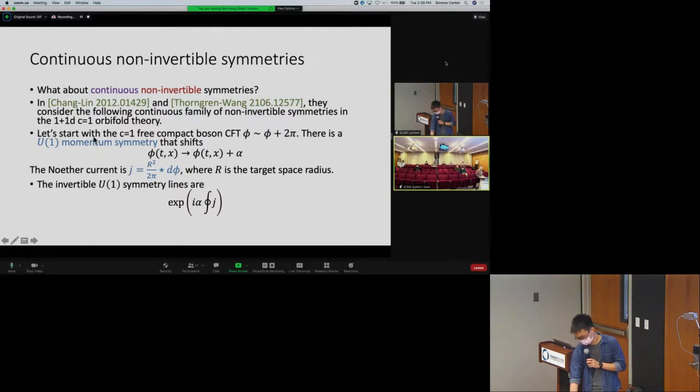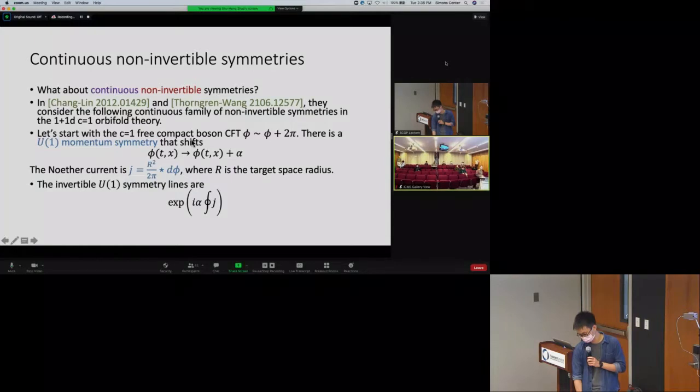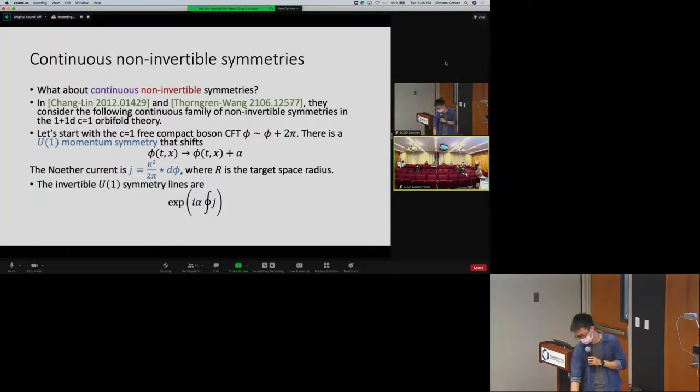So to start with, let's start with the c equals 1 free compact boson CFT, whose target space is a circle. And phi is the target space field. It's 2 pi periodic. There's a U(1) global symmetry, which let me call the momentum symmetry, that shifts phi just by a constant. And that leaves the action invariant. That's just an ordinary U(1) global symmetry. There's a Noether current, which is proportional to the Hodge dual of d phi. Here, r is the radius of the target space circle. And this theory has this invertible U(1) symmetry. It comes with a continuous family labeled by this alpha, and alpha is 2 pi periodic. So far, everything is standard.